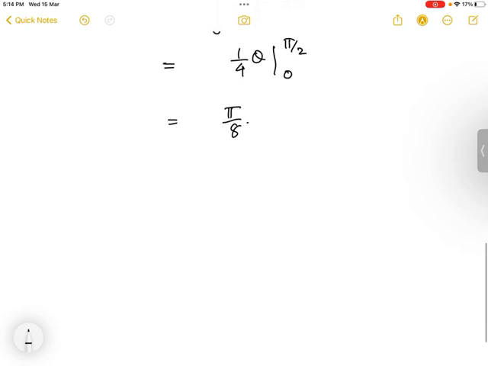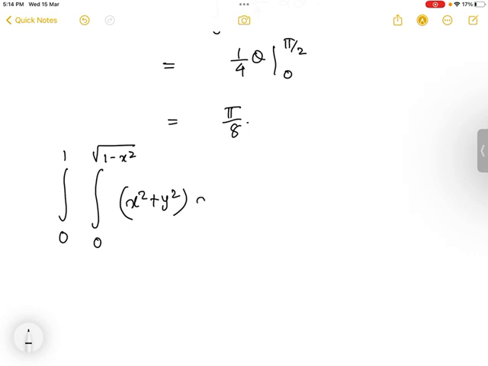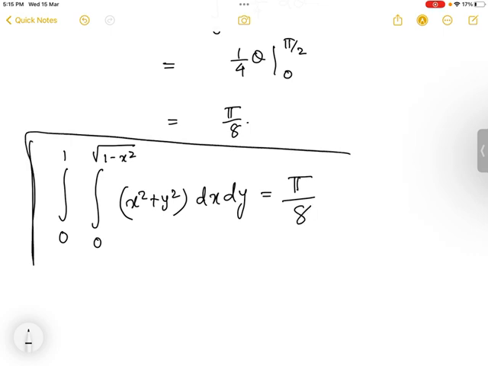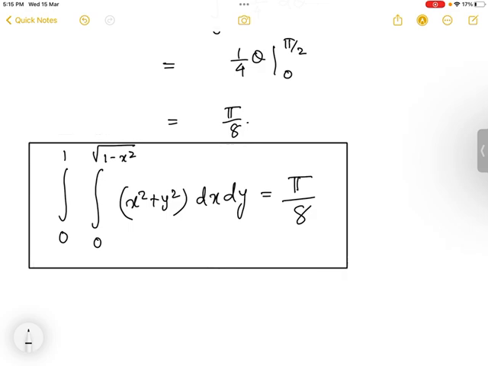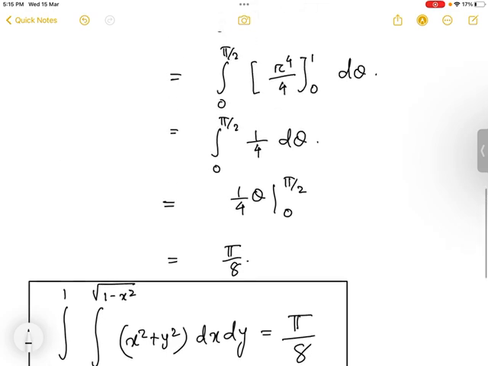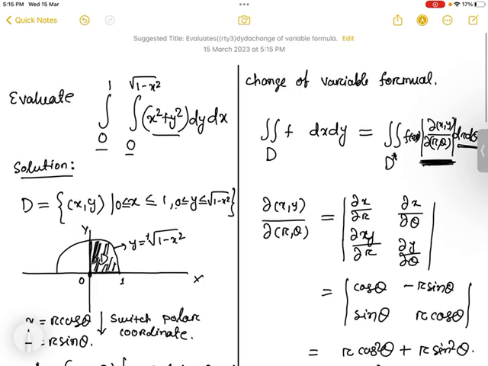Okay. So the final integral value is: the integral from 0 to 1, 0 to root over 1 minus x square, of x square plus y square dx dy, equal to pi by 8. Okay. Hope you see in the next time. We will discuss some other change of variables besides polar coordinates, and how our integral will become simpler.